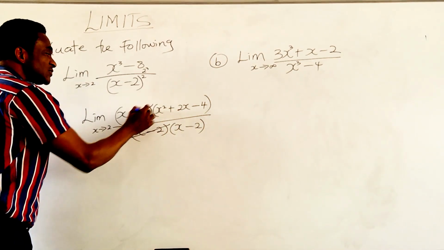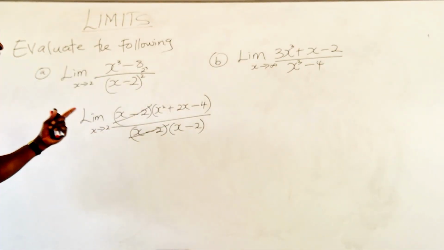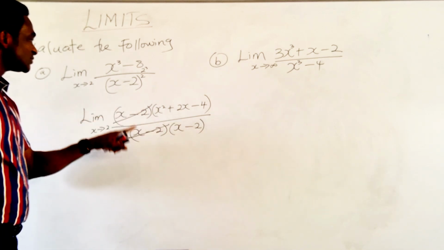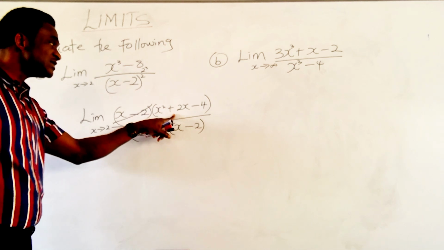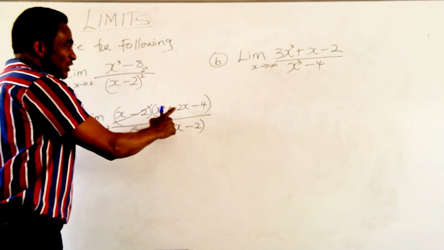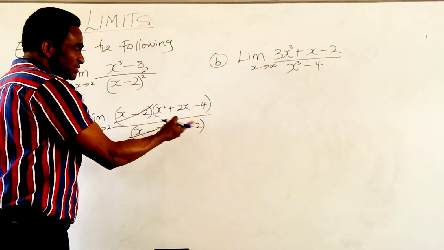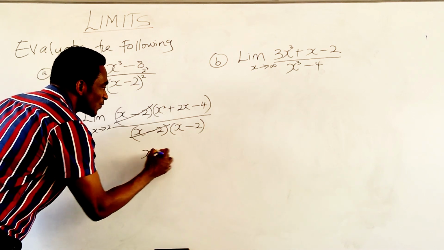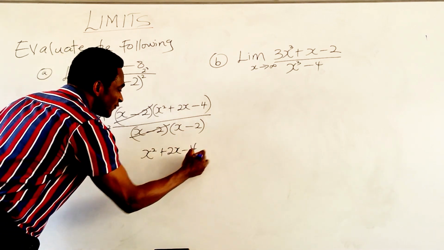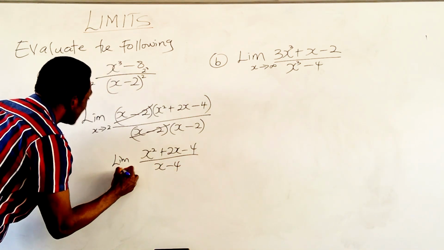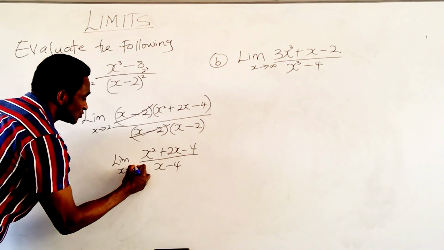So this can cancel out this. We now go further to check. So this cancels out this. We now check. Is this still factorizable? If we have 4 minus 2, this is not factorizable. So we write x squared plus 2x minus 4 all over x minus 2, and that is the limit of the function as x tends to 2.